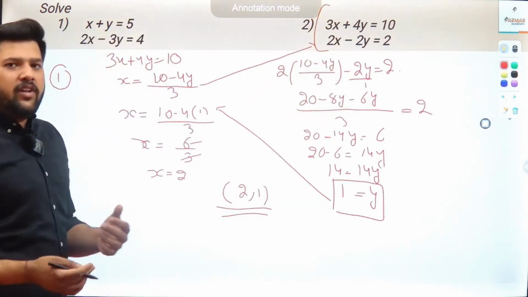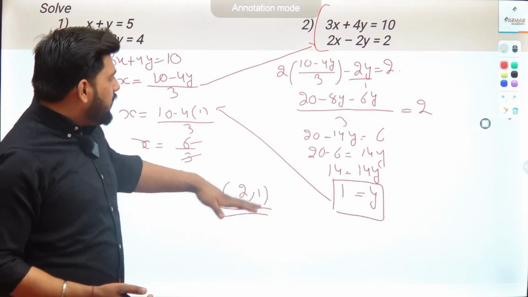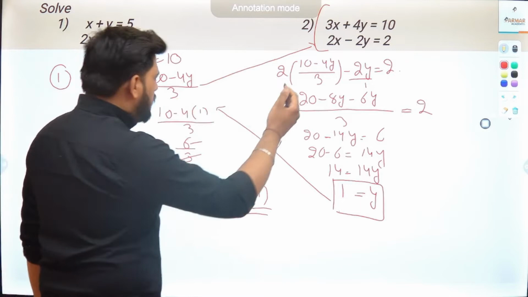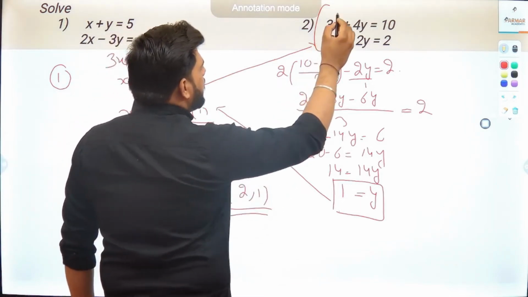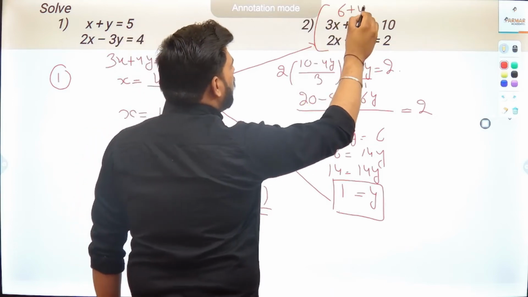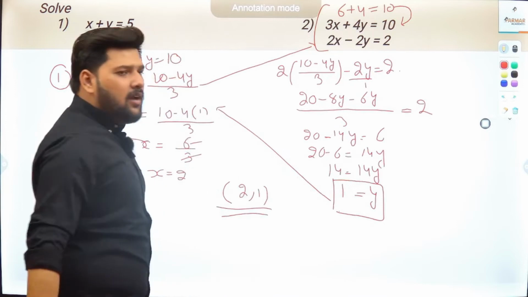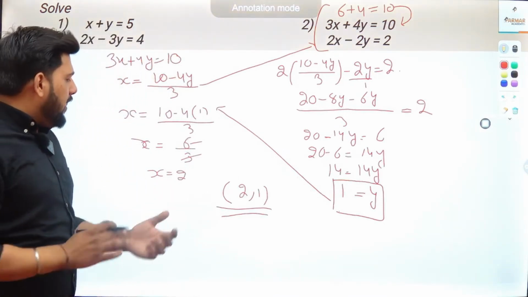Now again we will check whether the solution is correct. So we will try to satisfy both the equations. Now the first equation, 3 into x, that is 3 into 2, 6, plus 4 into y, that is 4 into 1, 4. The answer is 10 and that is equal to the right hand side. Yes, the first equation is satisfied by this solution.